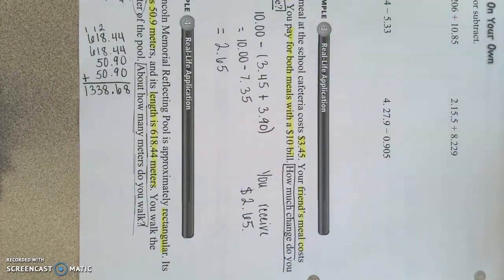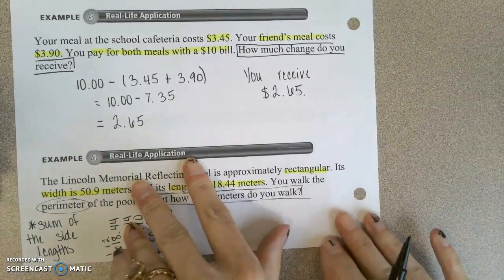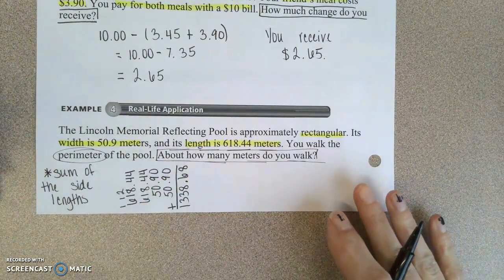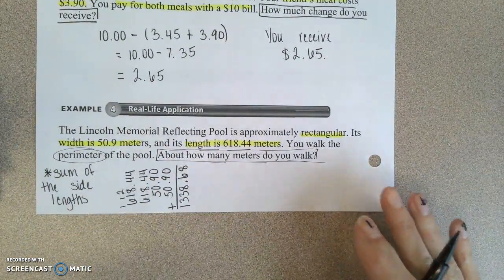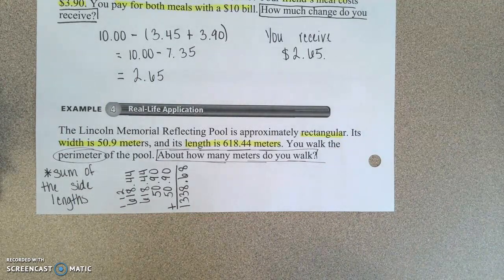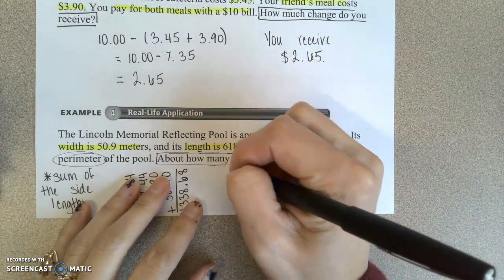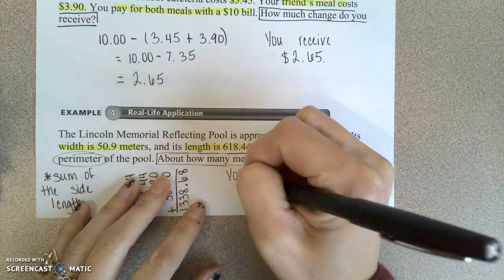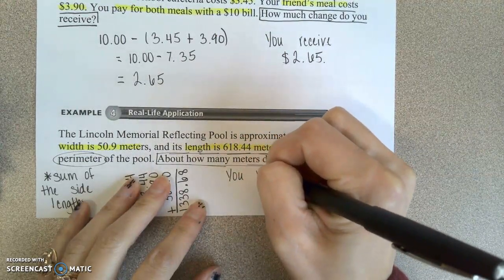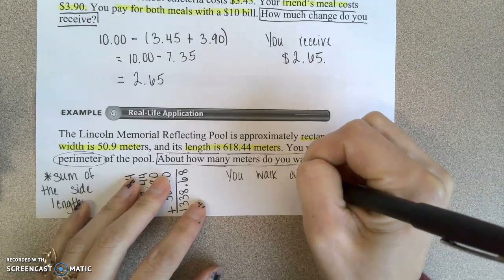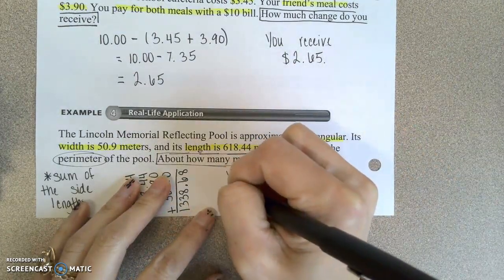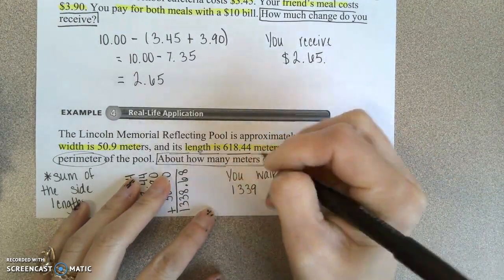My exact answer was 1,338 68/100. Now the question says about how many meters do you walk? So we can round that up to the nearest whole number, and we have to think, is that closer to 1,338 or is that closer to 1,339? It is closer to 1,339. So we would say you walk about 1,339 meters.